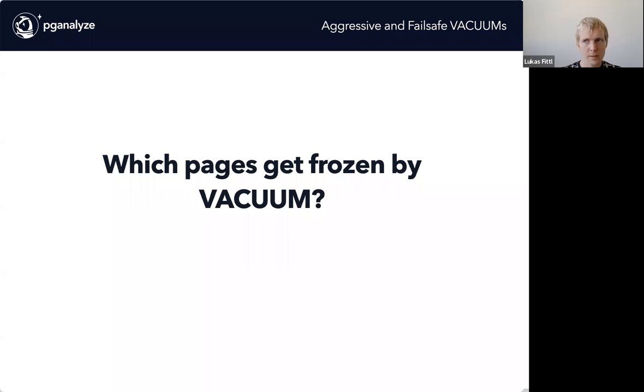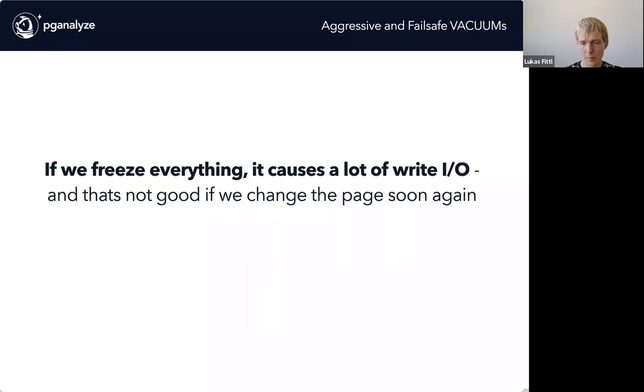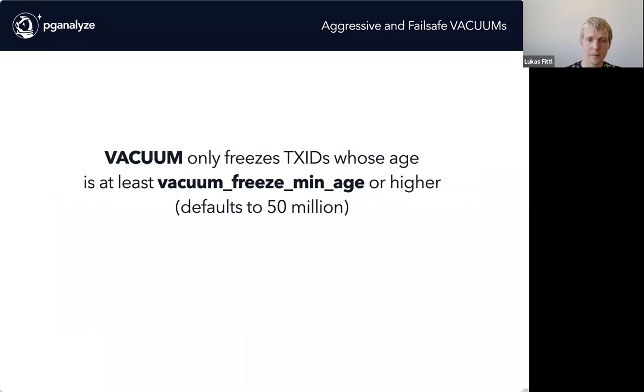Now, which pages get frozen by vacuum? Which part of our table is actually frozen? If we freeze everything, it causes a bunch of write IO, because a freeze is ultimately a write on that page. And we don't want to do that if we change the page soon again. Vacuum will actually be conscious of that, and so it will only freeze transaction IDs and pages where the age of the transaction ID is older than the vacuum freeze min age, which is 50 million.